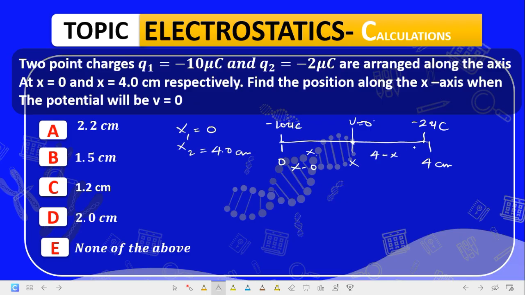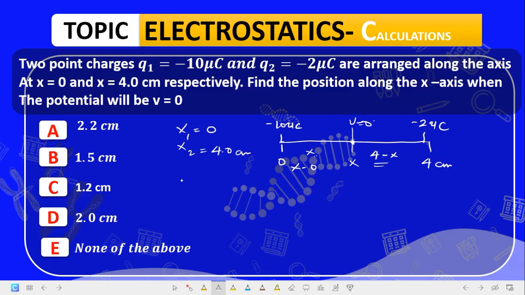Okay, the differences between the distance, and 4 minus x is what? So this is x because 0 minus x will give us x, and this is 4 minus x because 4 minus x will give us 4 minus x here. Now at this point, what do you think we can actually do? We can use our formula for the potential difference to calculate.